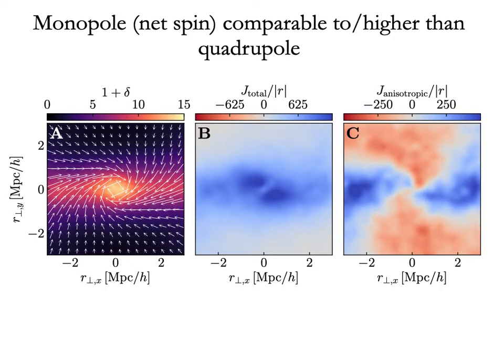So previous work on this spin field around filaments has emphasized this quadrupolar pattern, but we find that the monopole, or simply the spin, is comparable to or higher than that. So panel A here is the stacked cross-section between halos, the horizontal axis lining up with any walls. And the spin plus an anisotropic quadrupole, that's panel B in the middle, dominates the right panel, the quadrupole by itself, or the anisotropic pattern by itself in C.